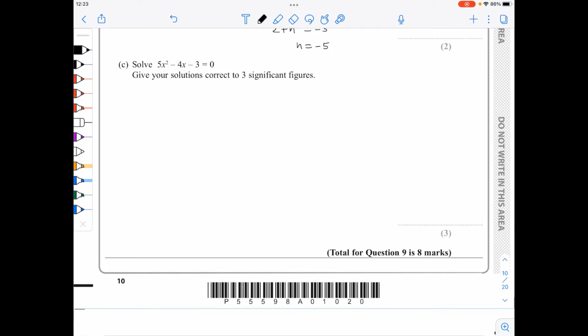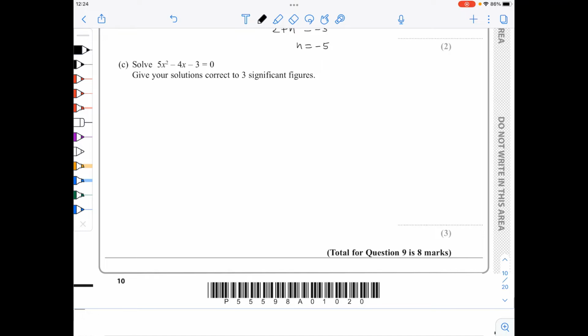C, we need to solve 5x squared minus 4x minus 3 is 0. And we need to give solutions correct to 3SF. Now this prompt here is essentially hinting at the use of the quadratic formula. It will not come out through factorization.